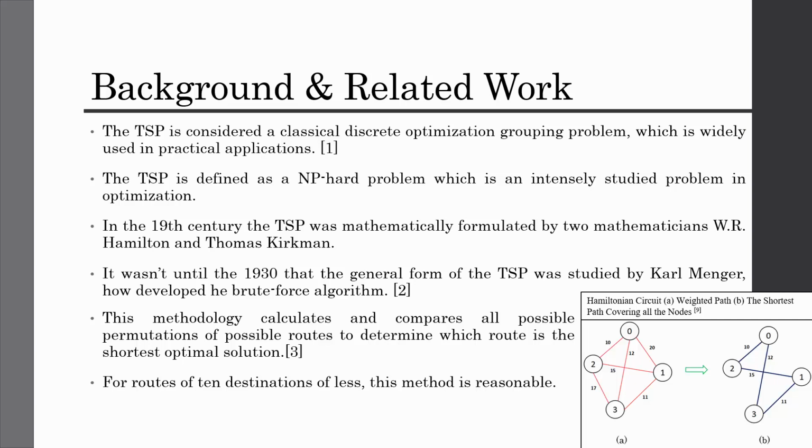In the 19th century, the traveling salesman problem was mathematically formulated by two mathematicians, but it wasn't until the 1930s that the general form of the traveling salesman was studied by Carl Menger, who developed the brute force algorithm. This methodology calculates and compares all possible permutations of the possible routes to determine which route is the shortest optimal solution. For routes of 10 destinations or less, this method is reasonable.